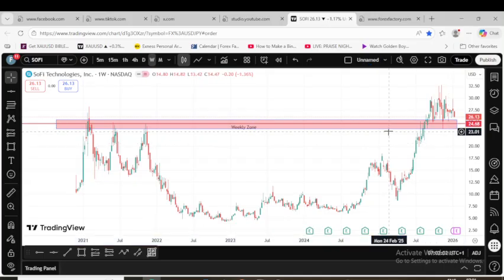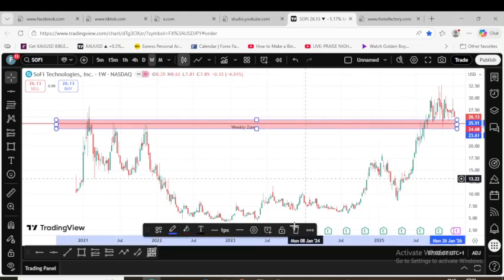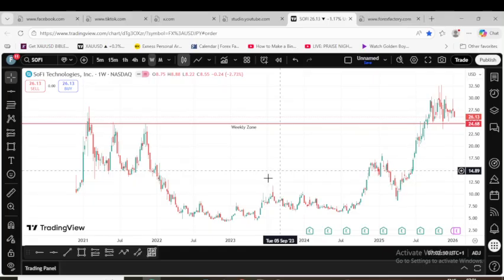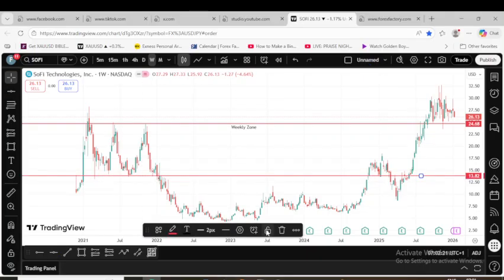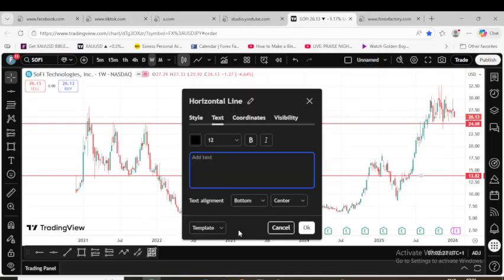But I don't like drawing rectangular things on my chart, because when you go down to the lower time frame, they become too large and it becomes clunky and annoying. So I just prefer to draw a line and call it a weekly zone, and then I use the closest psychological levels to those weekly zones as the upper and lower limits of those zones. So we have that weekly zone here.